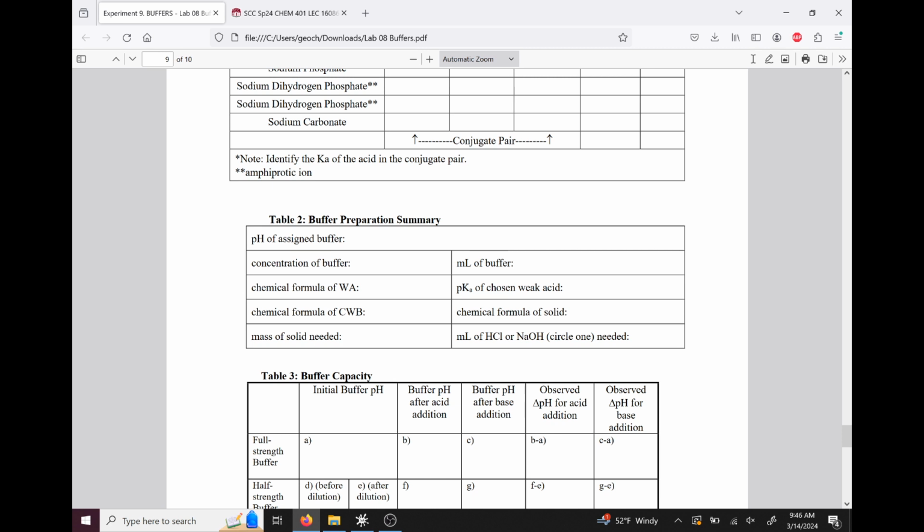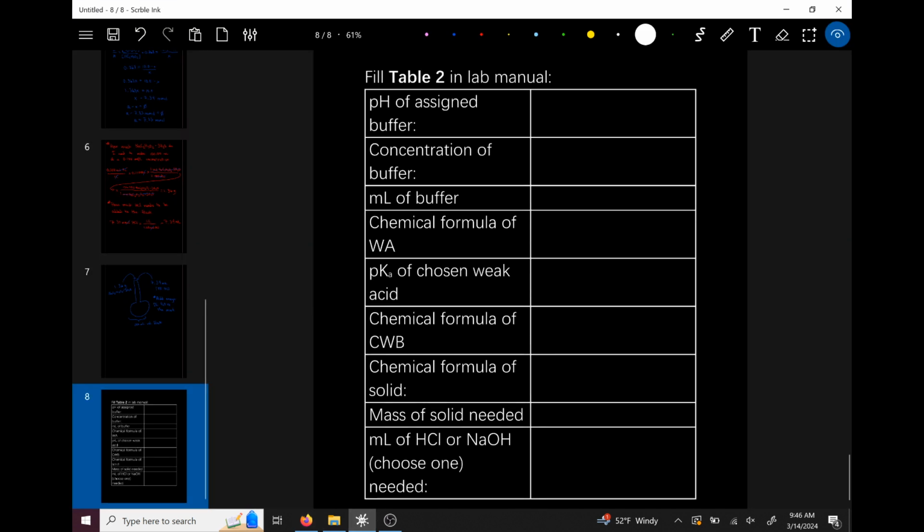So I'm going to answer with my assigned pH, my version of the table. You see, it's a little bit different, but it's asking the same questions. The first couple of questions are really, really easy to answer. First question is, what's the assigned buffer pH that you were given? Well, I was assigned 4.30. So that's what you write down. What is the concentration of the buffer to begin with? Well, the concentration of the buffer is going to be equal to 0.10.